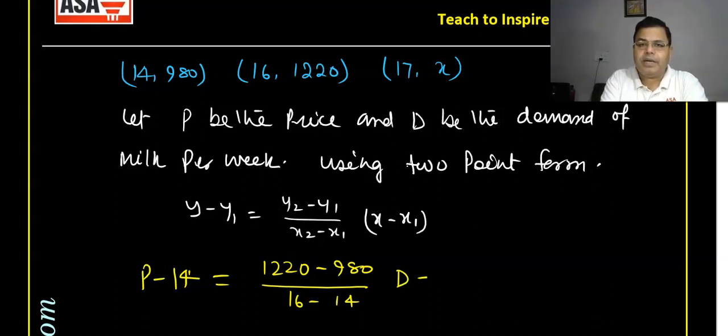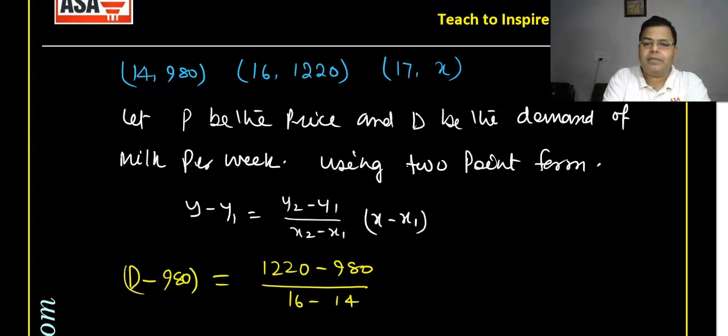Price, demand. Minus y minus y1, I can write here on this side. So y minus y1: demand minus 980, 980 is demand, and price minus 14 will come here. Price minus 14. Okay, I hope you got it. So this is y minus y1. Y depends on x. So y1 is this, demand minus demand, and price minus price, that simple.